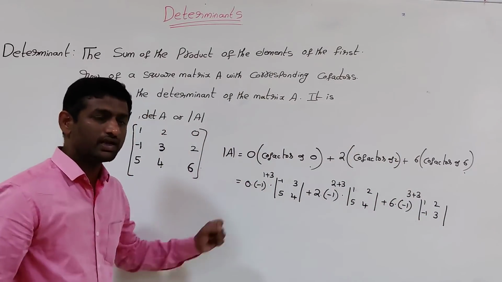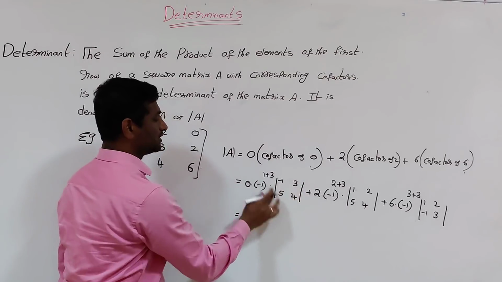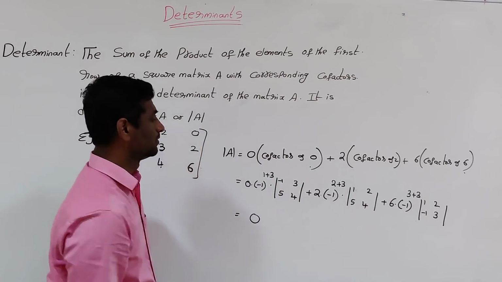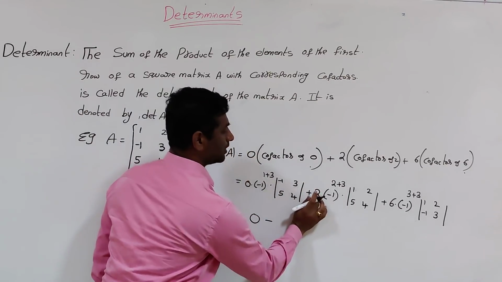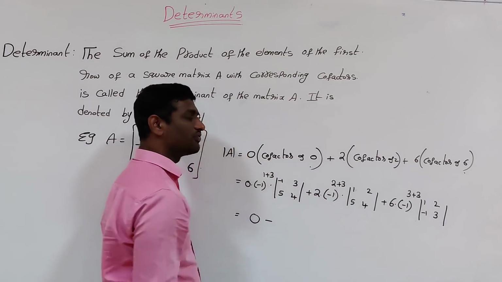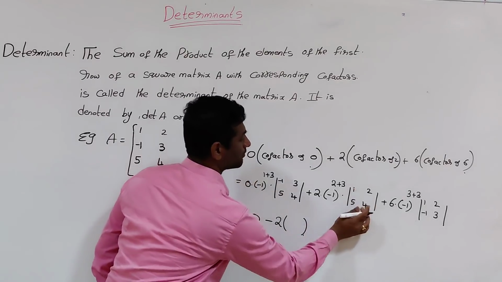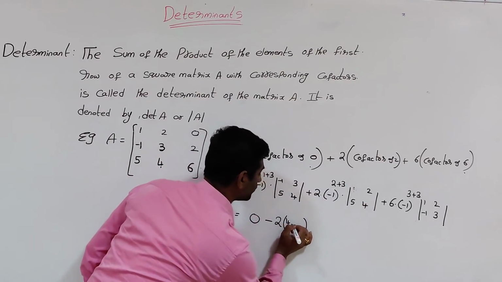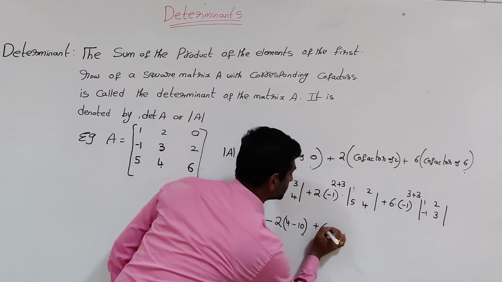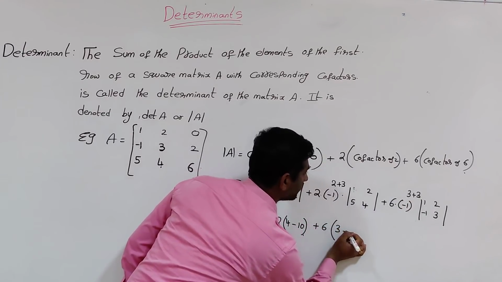Now we will see the value. 0 into something, 0, plus 2 into minus 1 whole to power of 5. So it gives minus 2 into 5, 4 minus 10, that is 4 minus 10, plus 6 into 3 plus 2.